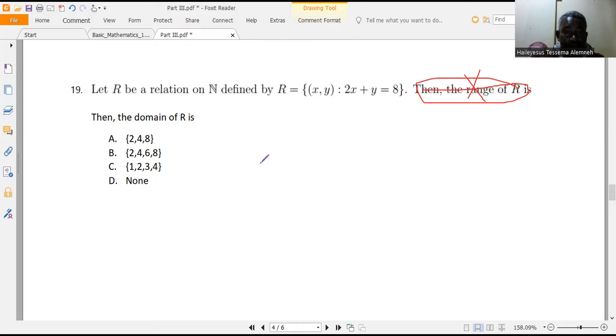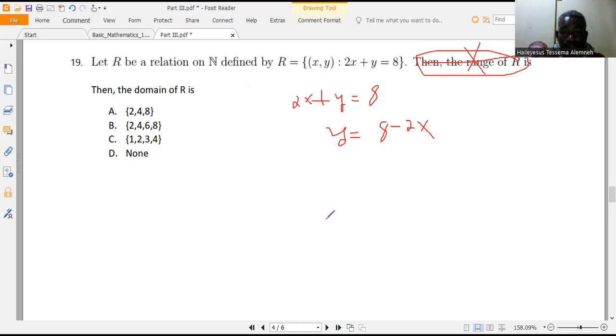So now we can do this. 2x plus y is equal to 8, so y is the same as 8 minus 2x. Now we can substitute the values of x starting from 1, 2, 3. When x is equal to 1, what will be the value of y? y is equal to 6, which is a natural number, clearly true.